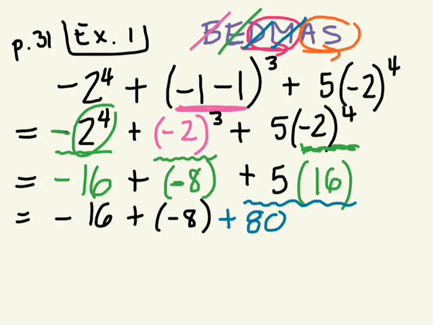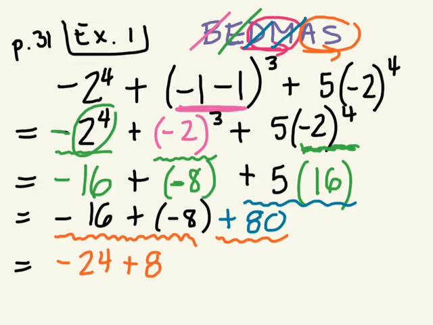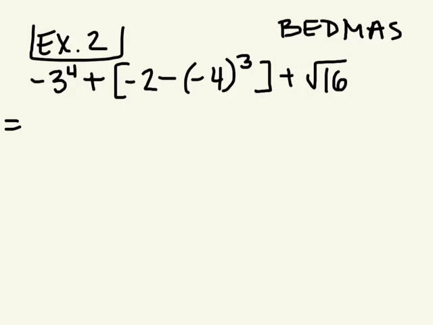So plus 80. And finally, the last and final step, we have addition and subtraction in the order it appears. So we have -16 plus -8. -16 plus -8 is -24 plus 80. Final answer, what is the solution to this? Equals 56. Good.